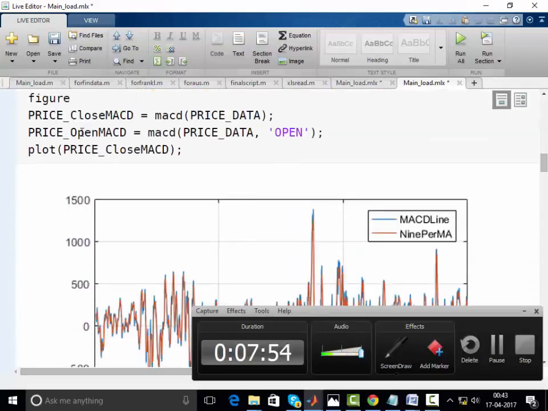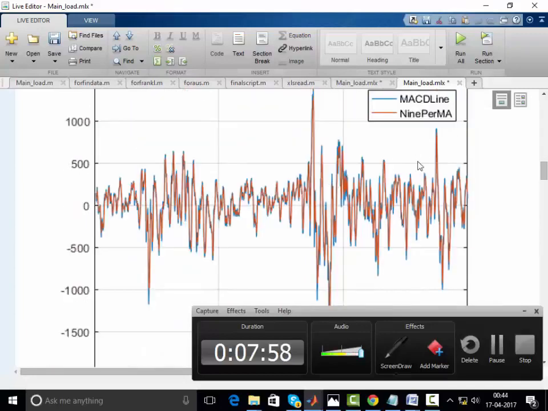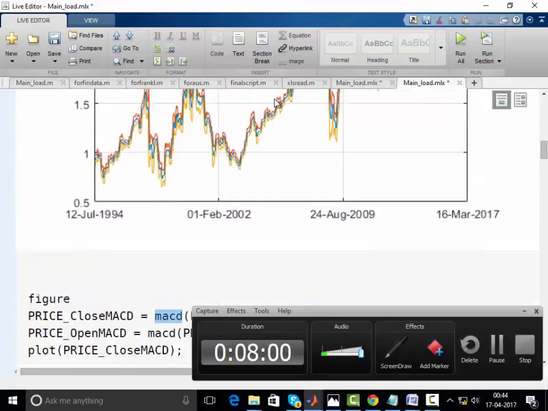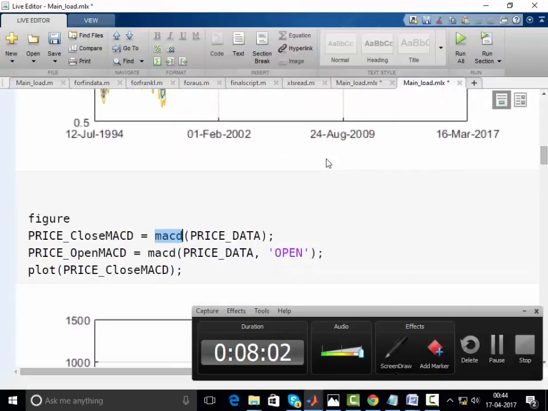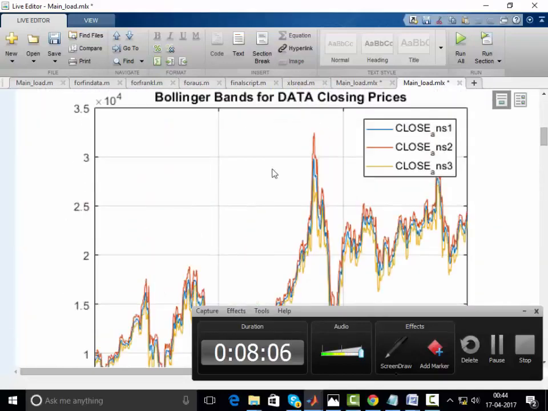In the next section I'm going to show you the moving average. As you can see, the moving average corresponds to the Bollinger Band, and there is a certain relationship between the moving average and the Bollinger Band.